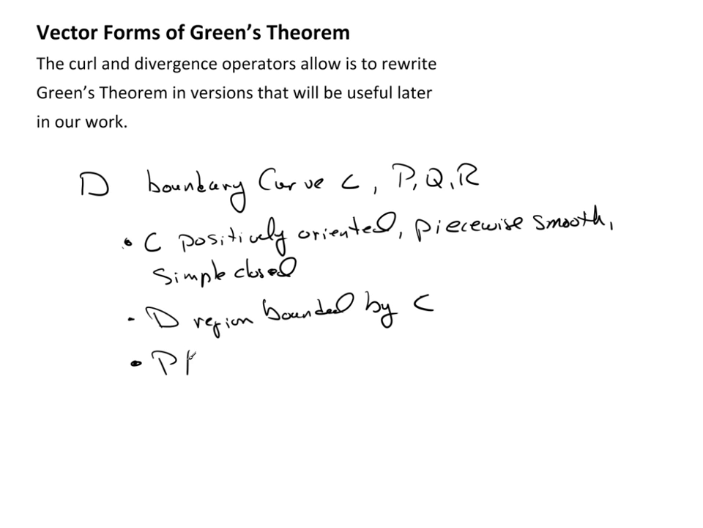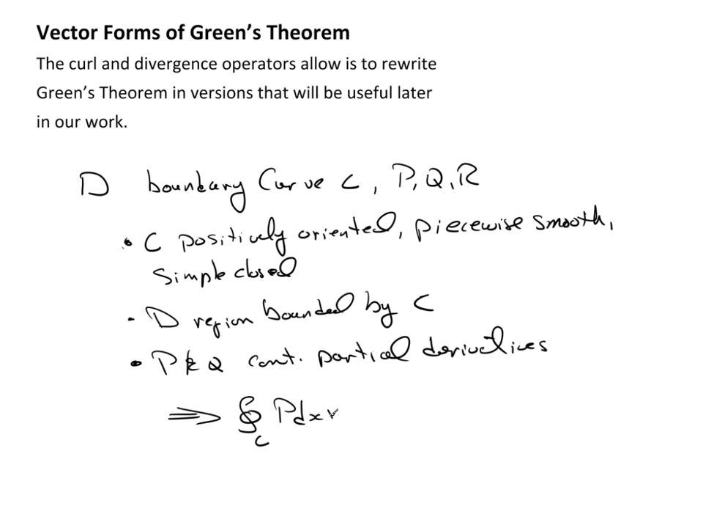So I have P and Q have continuous partial derivatives on this open region that contains D. And then what we get from Green's theorem is the line integral P dx plus Q dy can be written as the double integral over the region D of the partial of Q with respect to x minus the partial of P with respect to y with respect to the area.